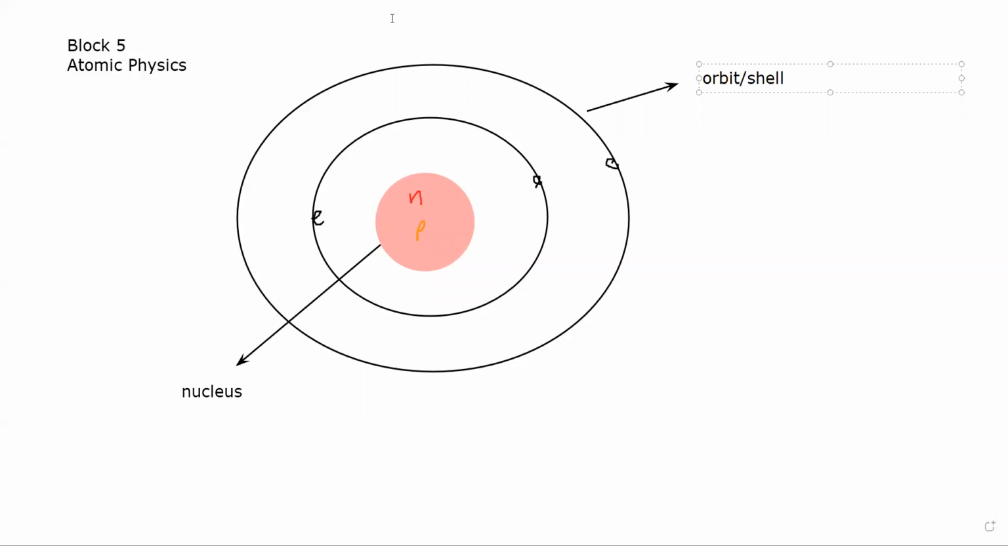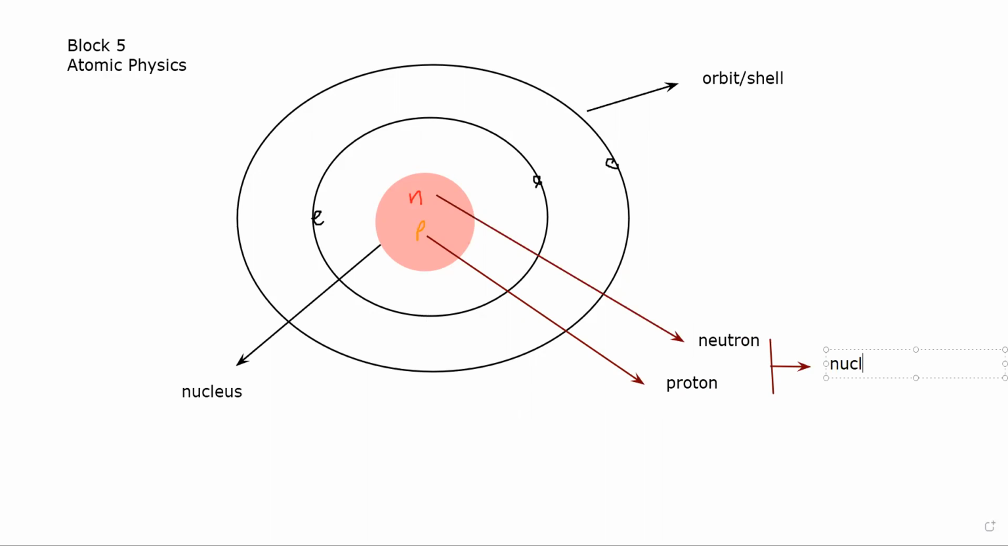Inside the nucleus, we have particles such as neutrons and protons. And collectively, for neutron and proton, the collective term which we use for both of them, we call the nucleon. Neutron and proton collectively are known as nucleons. The term nucleon is used for the particles which are inside the nucleus.